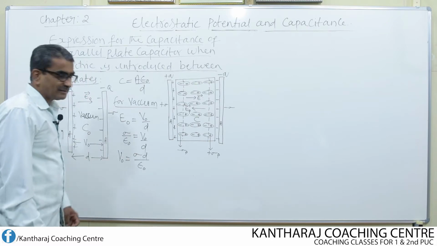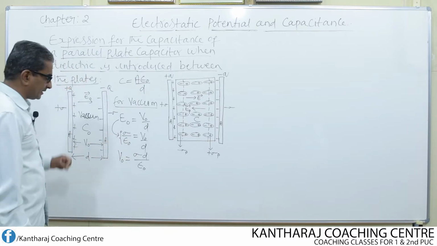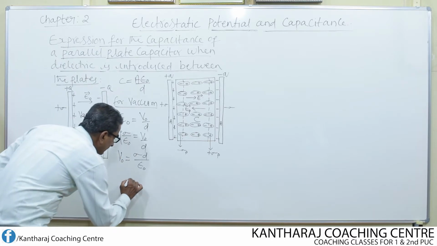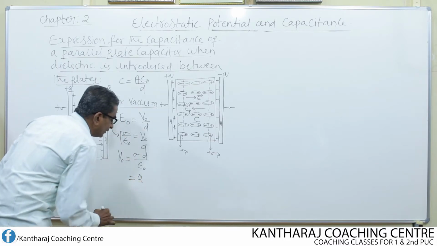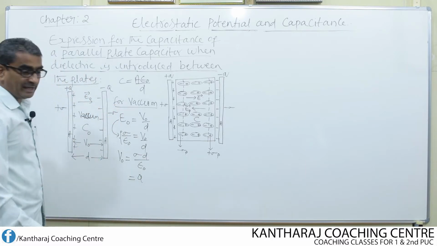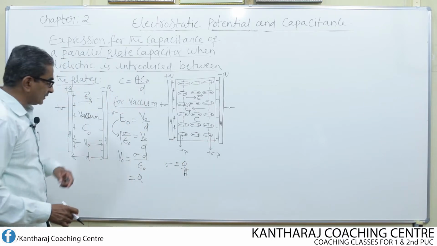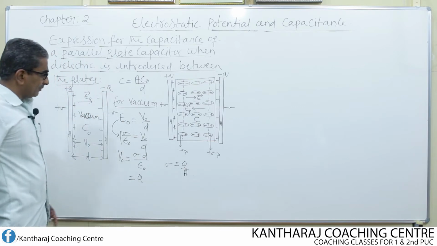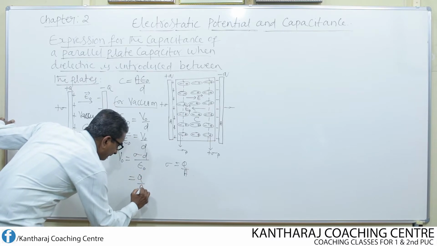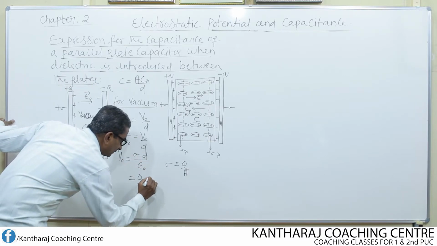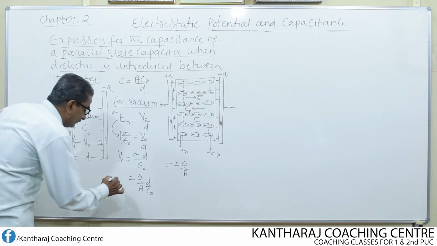But what is sigma? Here we substituted for E naught as equal to sigma divided by epsilon naught. Then what is sigma? Sigma is the surface charge density, which is given by Q divided by A. We know that surface charge density is given by Q by A. Therefore Q equal to sigma into A. Therefore, for sigma I write Q divided by A, then D divided by epsilon naught as it is. So this is for V naught.